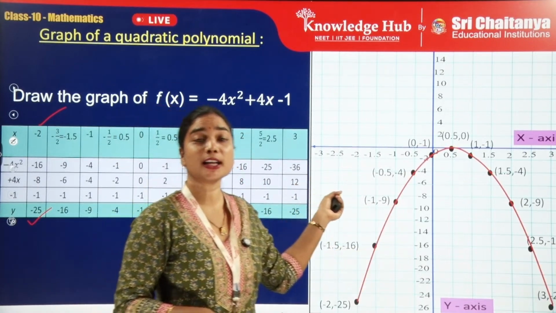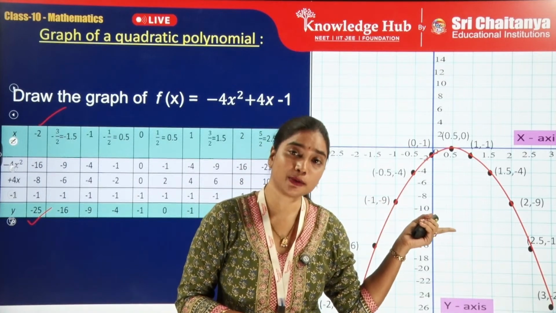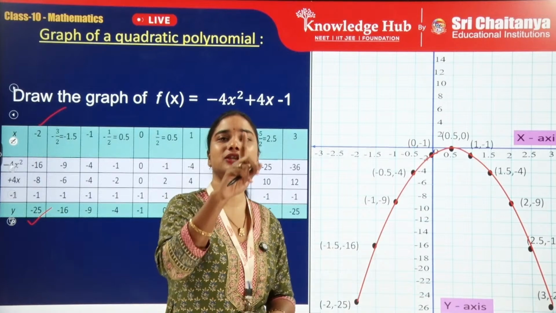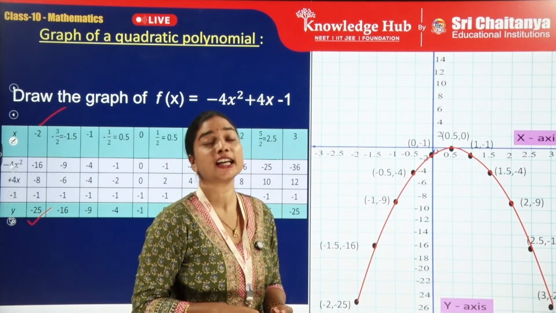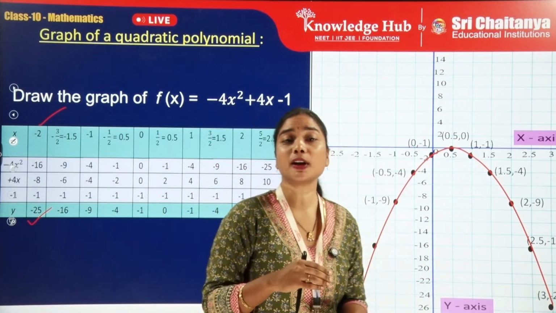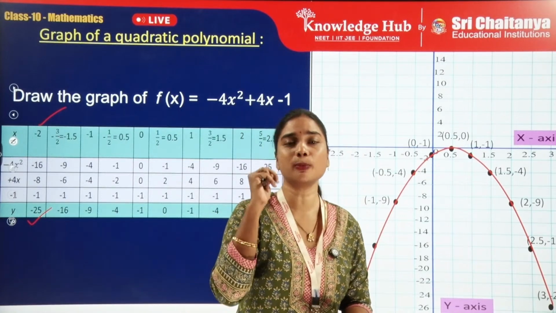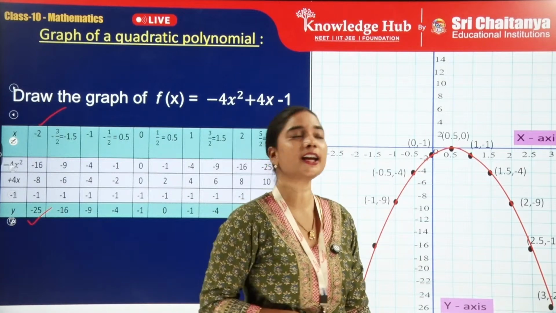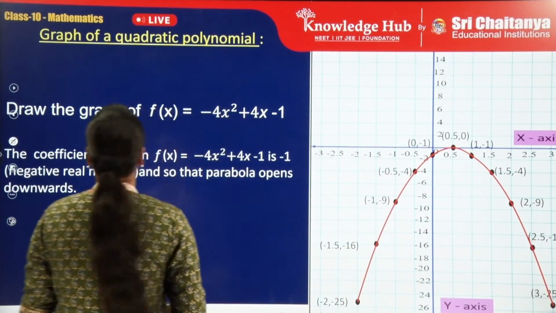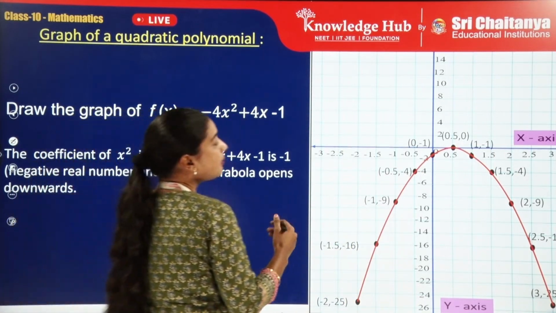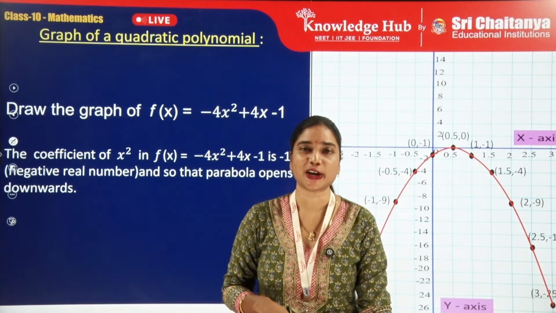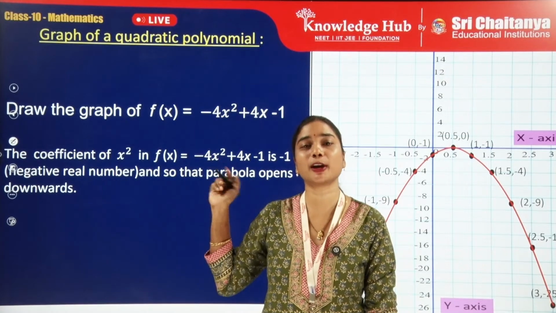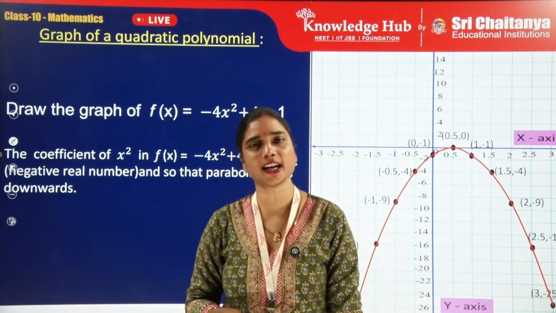So the parabola opens toward the downward direction and it is touching the x-axis at only one point. In the previous graph, the parabola touches the x-axis at two points, and here the parabola touches at only one point. So, why does the parabola open in the downward direction? Because the coefficient of x square is negative, hence the parabola opens downward.